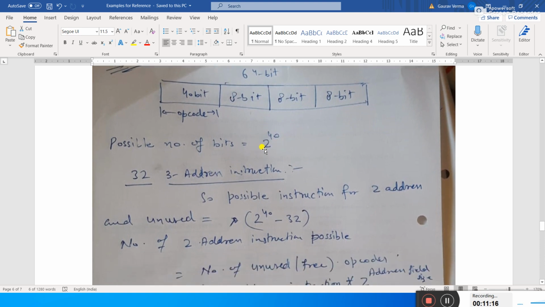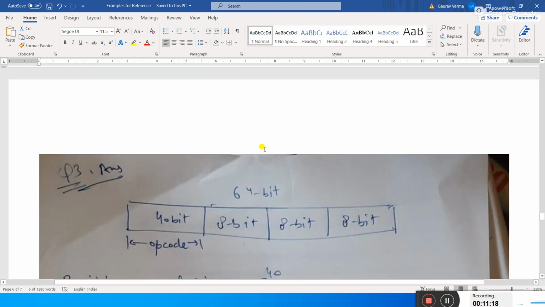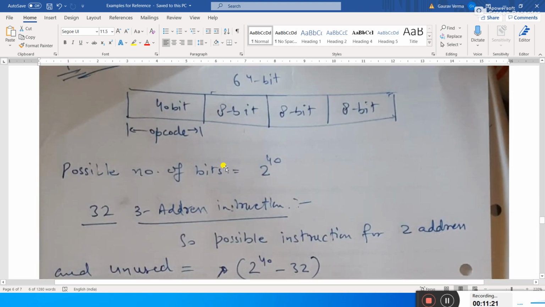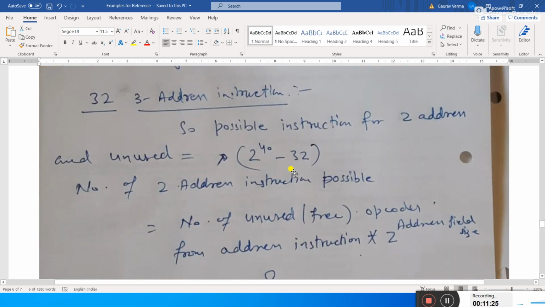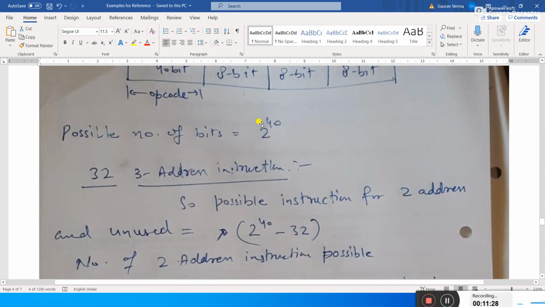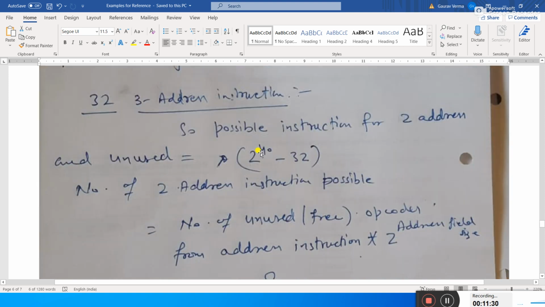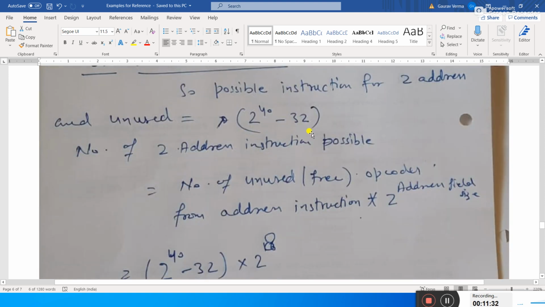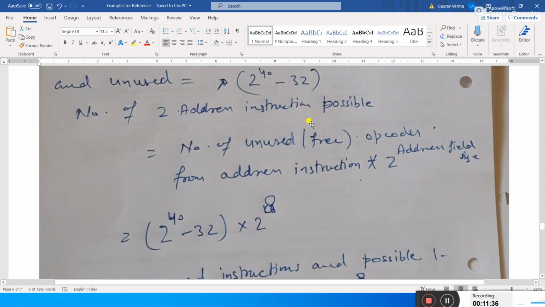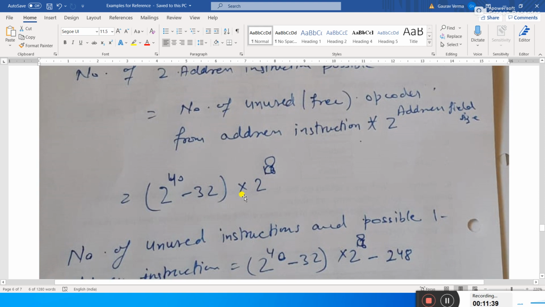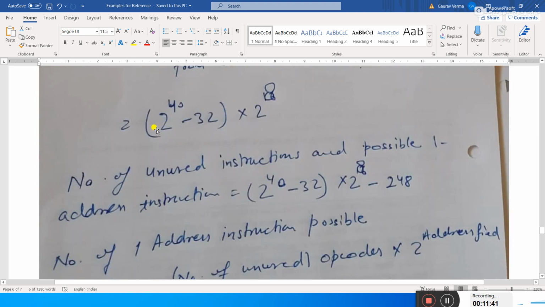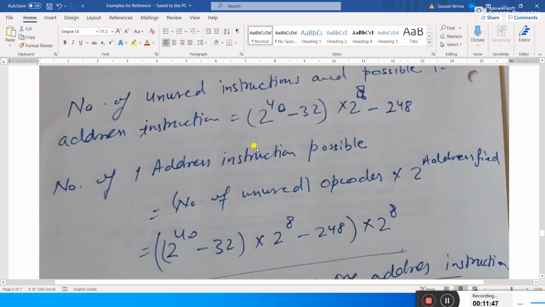2 raised to the power 40 is my possible value. So the possible number of instructions I can say is 2 raised to the power 40. He is telling us there are 32 three-address instructions, so I have to subtract 32 from this number. So I will get the value for the 32. This is my unused space. Now I have to multiply this by 2 raised to the power 8.